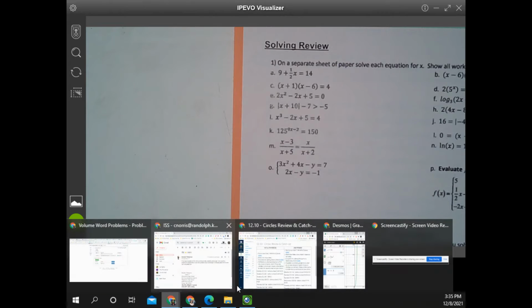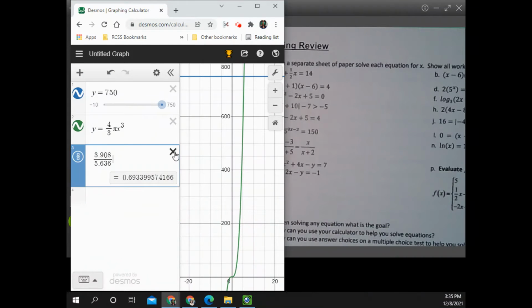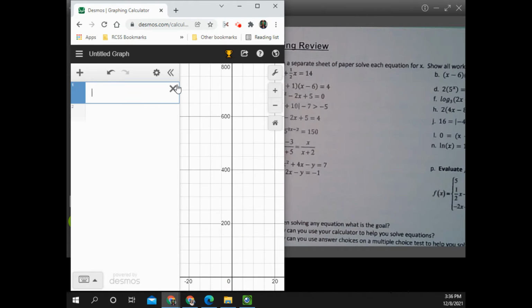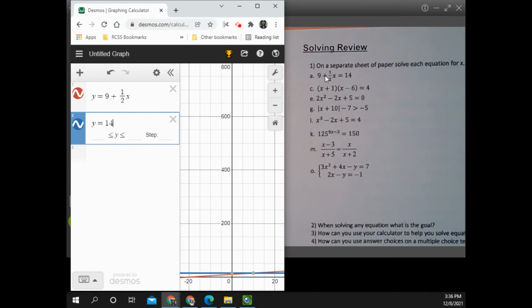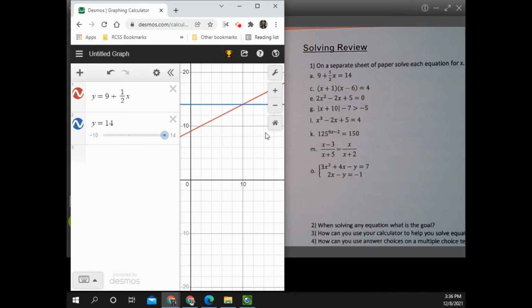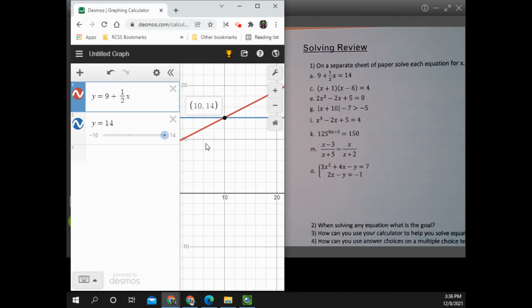All right, so pull up my Desmos, exit out of these. Kind of like we did yesterday with our volume problems. If you're going to solve, remember, you can always put this side, so y equals, I'm going to do a, not capital, it won't like that, 1/2 x. And then y equals 14. Remember, it's y equals the left, y equals the right. And then your answer is where your graph intersects. So the answer to A is 10.